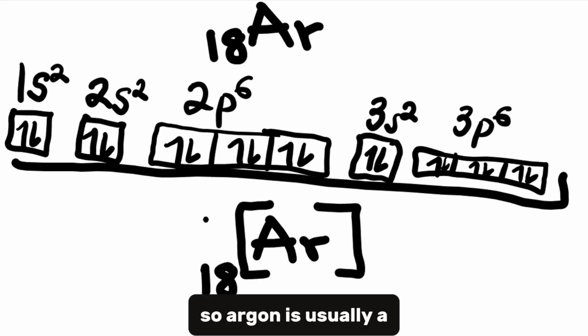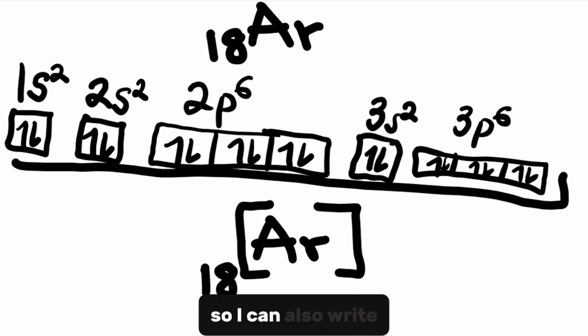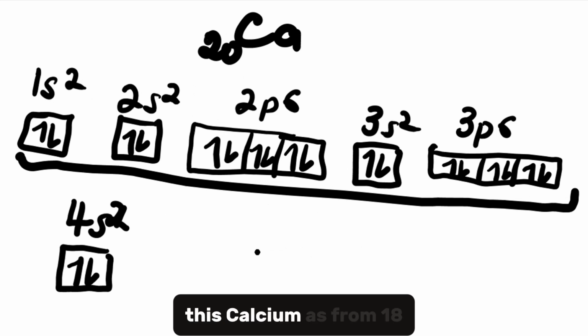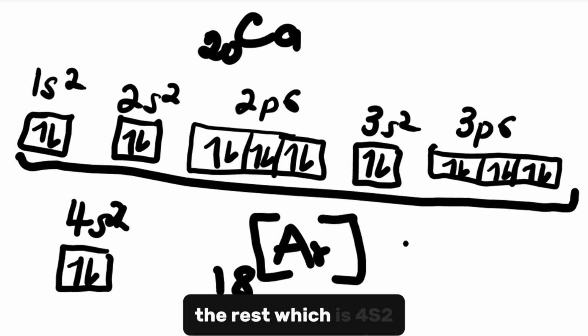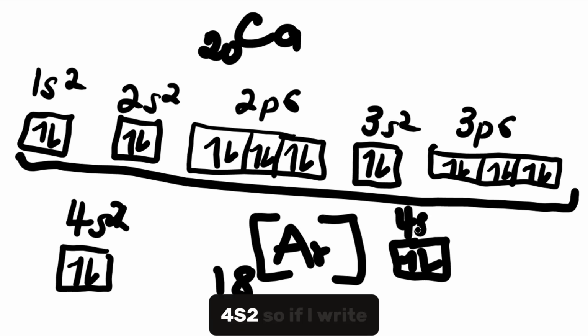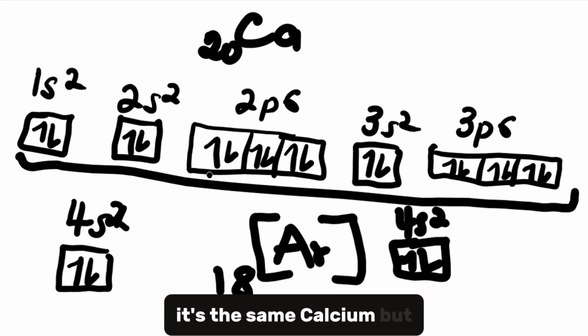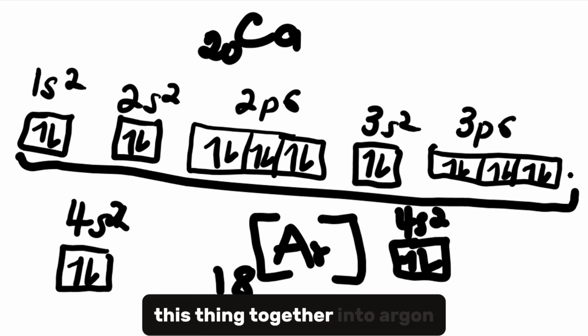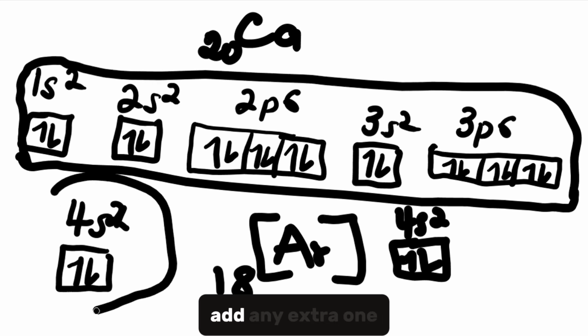So argon is usually a substance that is fully filled and stable. So we are considering that stable as the starting point of the next one. So I can also write this calcium as argon 18, and then fill the rest, which is 4s2. If I write this alone like this, it just means calcium. It's the same calcium, but I'm able to capture all these things together into argon, because argon is the one that is fully filled like this. Then I just add any extra one.